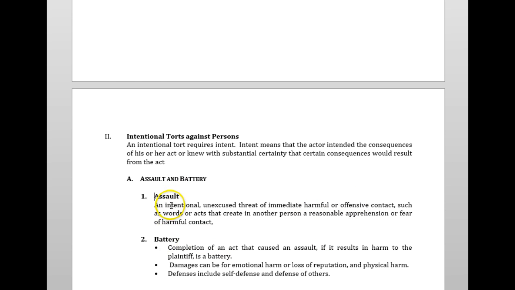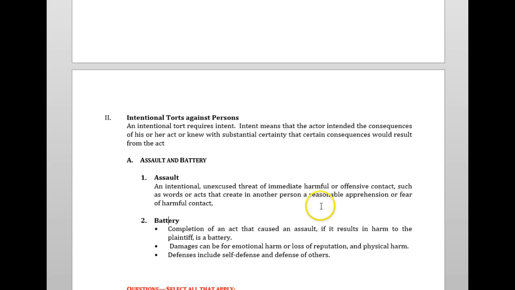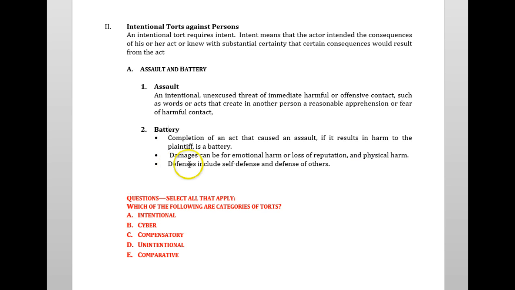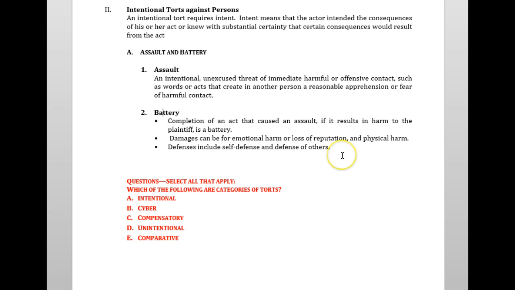The other side of assault is the battery, and that's if the act is actually completed. The threat is followed through. So you can also have damages awarded for emotional harm, or loss of reputation, or physical harm. One of the defenses would be self-defense or the defense of others. But you have assault and battery, you hear that a lot. Just remember that assault is just the threat of it, and battery is the carrying through of that threat.